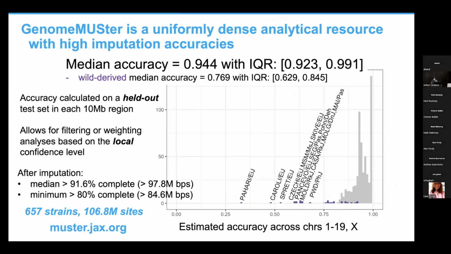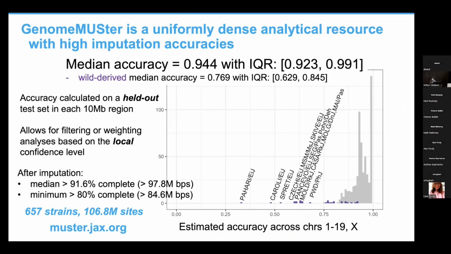And so we really need an accurate imputation algorithm. It actually worked quite well. We received a median accuracy of 0.944, and this is across all the strains. The way we did this was, in each 10 MB region and for each strain, we had a held out test set that was not used in the imputation process. It was later merged in, but that gave us a way of evaluating how accurate we were in that local region, and then we can aggregate that.